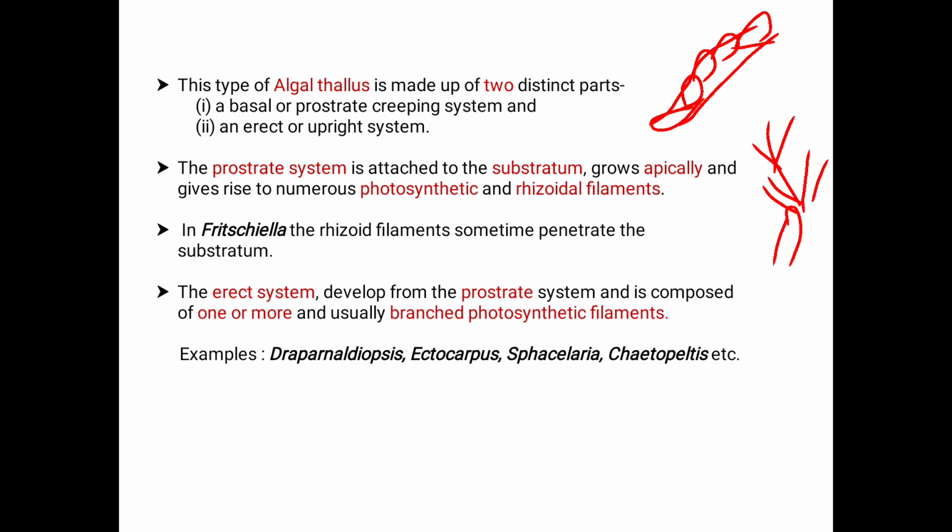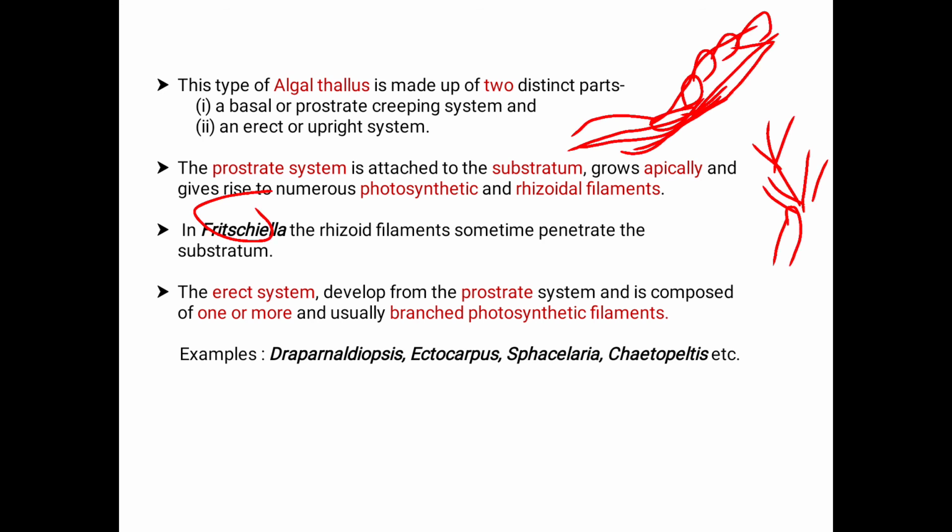The prostrate system is attached to the substratum, grows apically and gives rise to numerous photosynthetic and rhizoidal filaments, which are attached to the substratum. In Fritschiella, the rhizoid filaments sometimes penetrate the substratum. This is the exceptional case where these filaments penetrate the substratum.